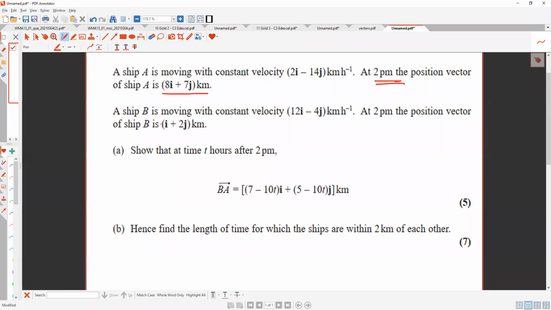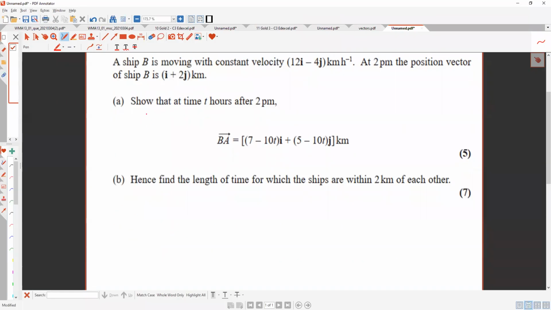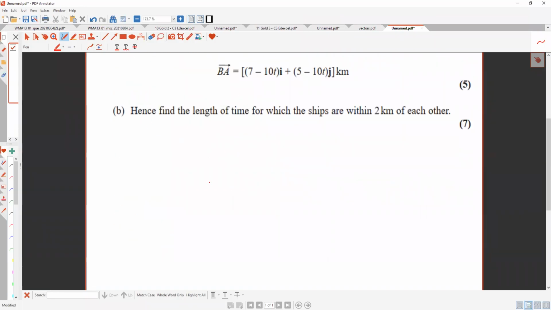Fine. Show that BA. Remember, whenever they say BA, wait guys, let me pause the recording. My friend just messaged me, important.